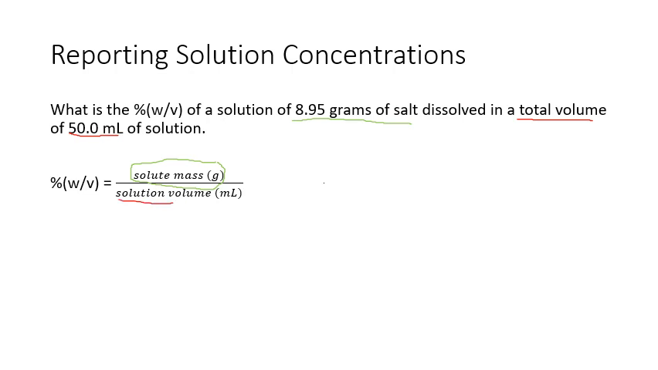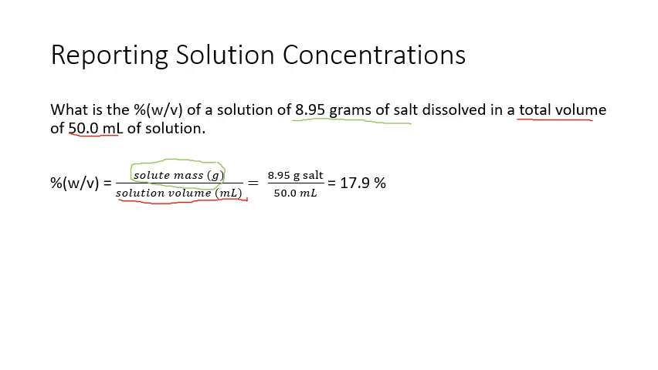So now we have our solution volume, 50 milliliters, and our solute mass, 8.95 grams, and we put those into this equation to get the final percent. So in this case, we would divide 8.95 grams by 50 milliliters. This is grams per milliliter. Other ones were grams per gram, or liters per liter, or milliliters per liter. This is grams per milliliter. It's a special unit that we use. And when you do that, you get 17.9.